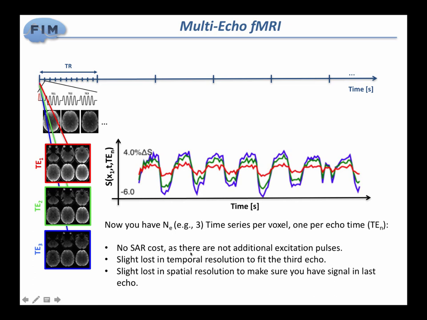And then, you could think there is a slight loss in spatial resolution, because if you make your voxels too small, then for the latest echoes you may have no signal. But again, I wouldn't think that you're going to have a big loss by doing multi-echo.